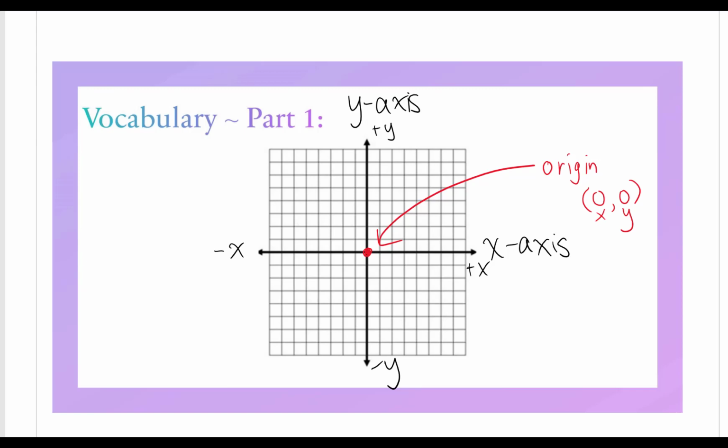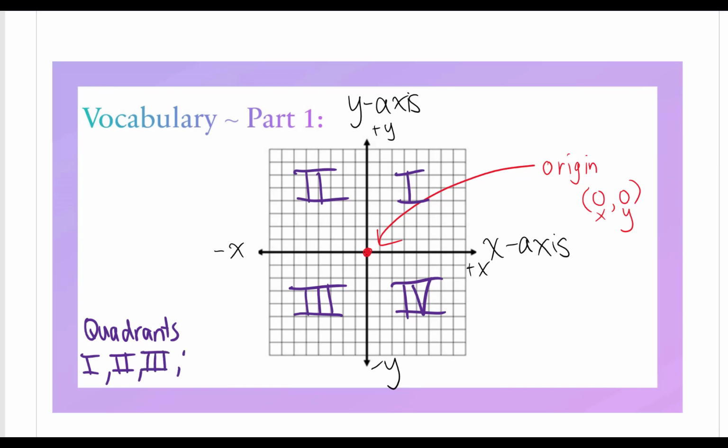Next, we have the 4 quadrants. So this is quadrant 1, quadrant 2, quadrant 3, and quadrant 4. So this means 1, this means 2, this means 3, and this means 4. So este símbolo significa 1, 2, 3 y 4. Los 4 partes, cuadrantes en la gráfica. Alright, that's vocabulary part 1.